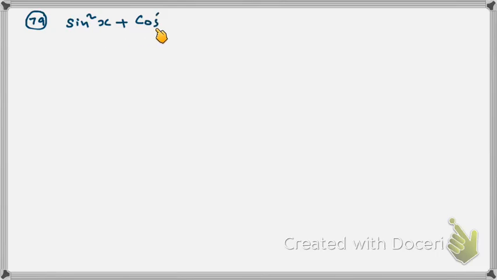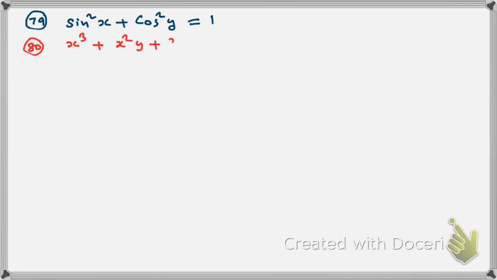So that's a question for you. sin square x plus cos square y is equal to 1. It's implicit because y is not explicitly written in terms of x. So it is implicit.